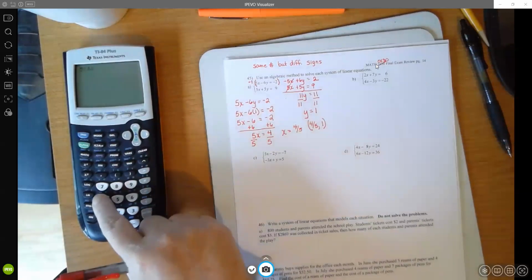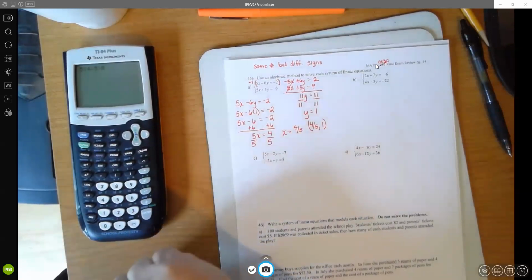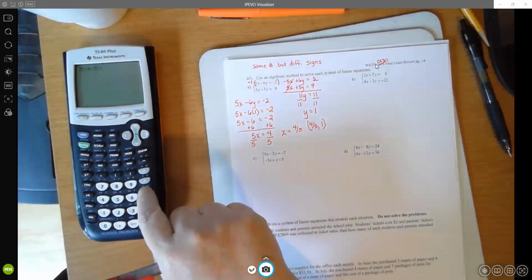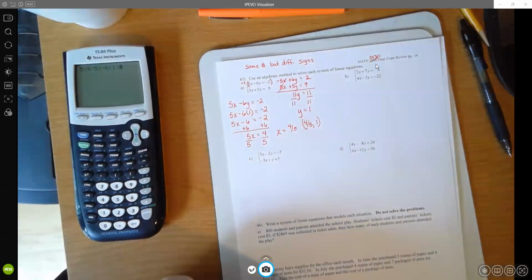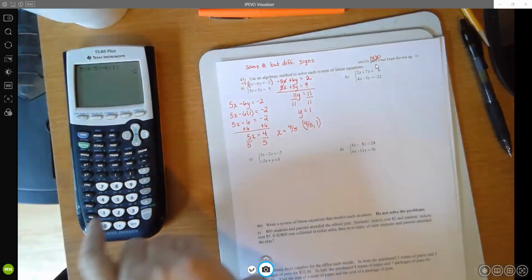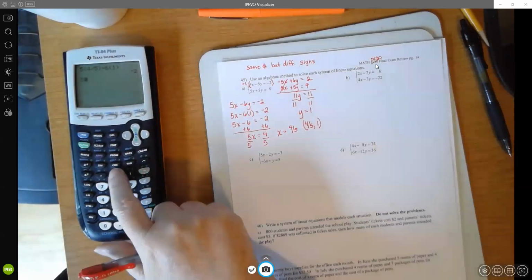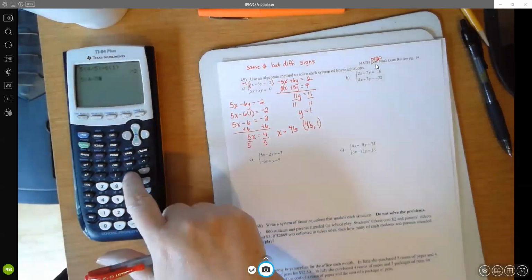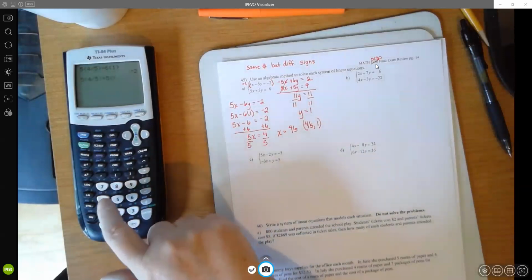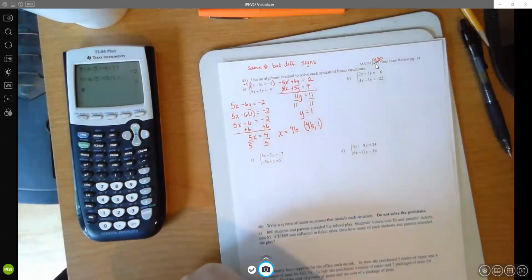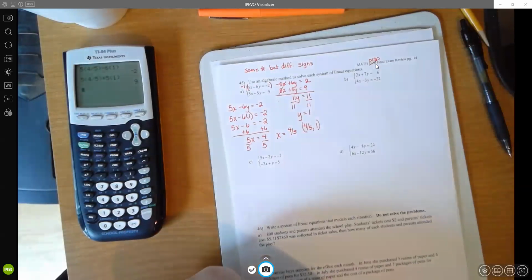5 times 4/5 minus 6 times 1. Did I type it in right that time? 5 times 4/5 minus 6, and it gives me -2. Yes, that does give me the right answer. And 5 times 4/5 plus 5 times 1 equals 9. So that is the correct answer.